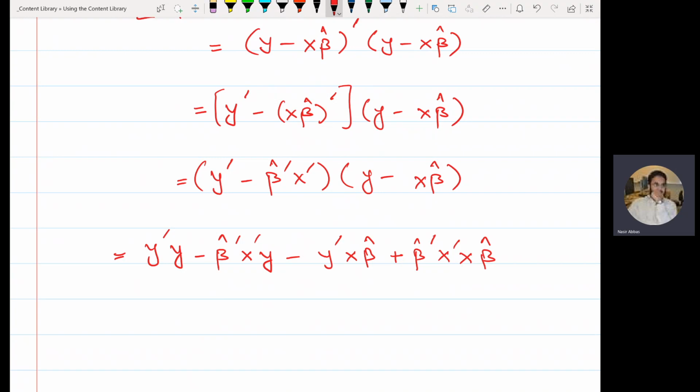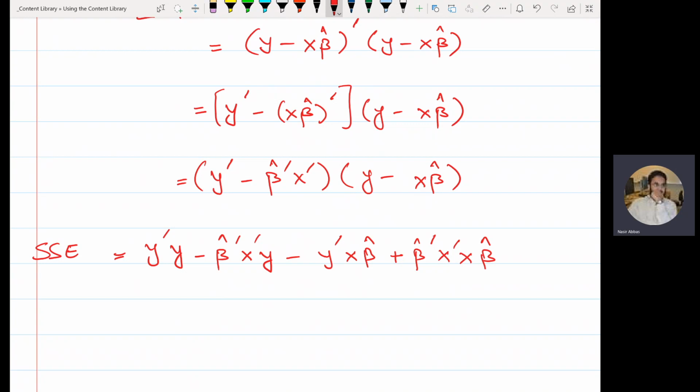Now tell me what is on the left side? SSE, summation e i square, correct? Or e prime e, any of these three. What is the order of that thing? e prime e or SSE. It's a 1 by 1 single quantity, correct?